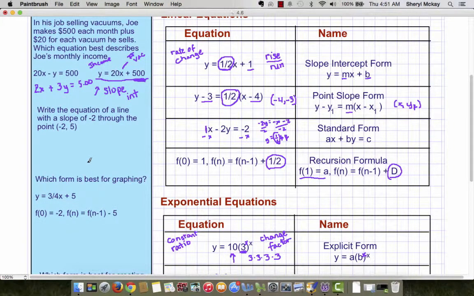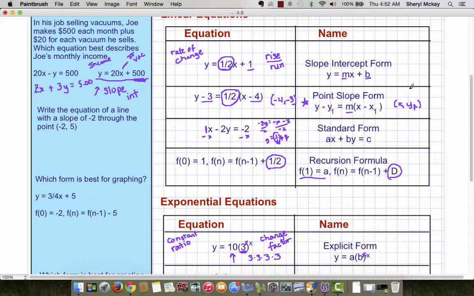Write the equation of a line with a slope of -2 through the point -2,5. Now, I have 2 different ways that I can do this. I could either try to graph it and look for the components to make it in slope-intercept form, or I might want to try using point-slope form. And that's what I'm going to recommend that you do. See if you can use point-slope form to write the equation of a line with a slope of -2 through the point -2,5. See if you can do that. What would the equation be?